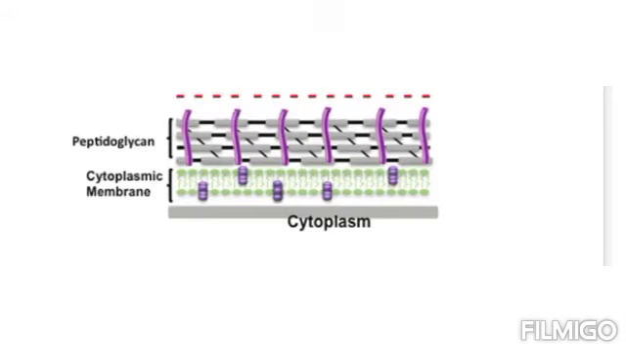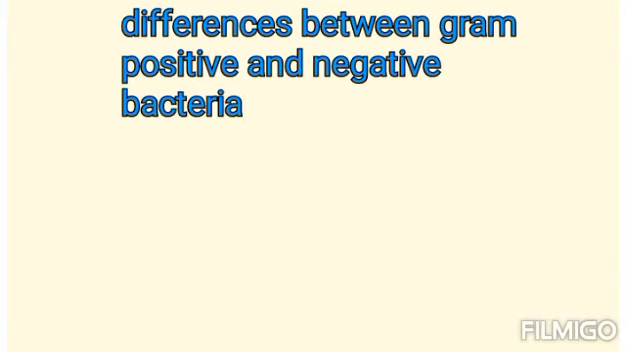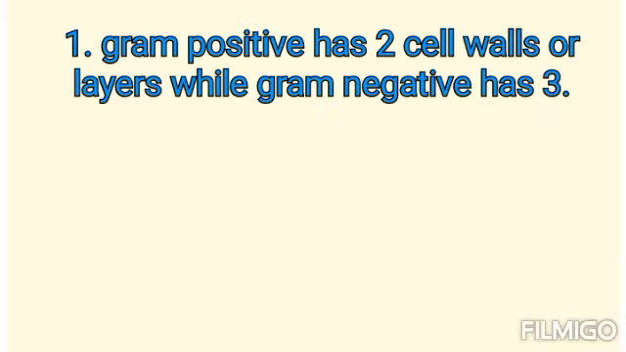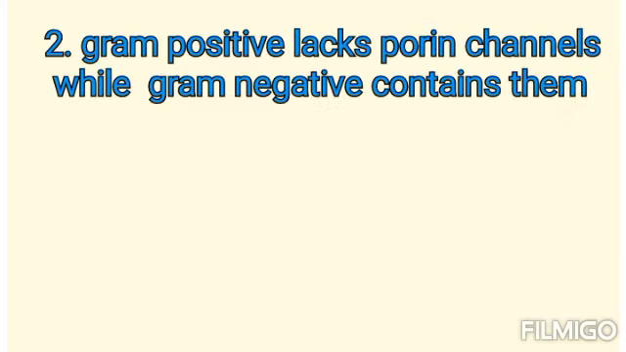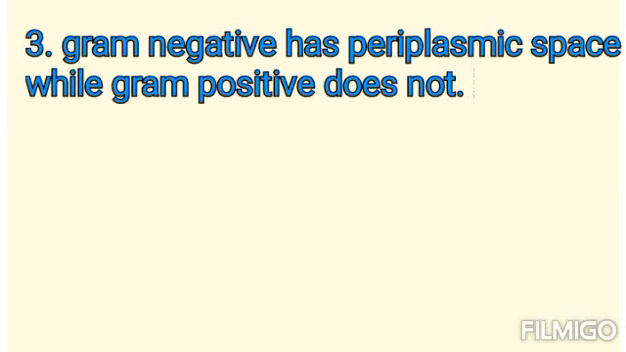So, what are the differences between the gram-negative and gram-positive bacteria cell wall? The gram-positive has just 2 cell wall layers, while the gram-negative has 3. The gram-positive lacks the porin channels, while the gram-negative has the porin channels. The gram-negative has the periplasmic space while the gram-positive does not.